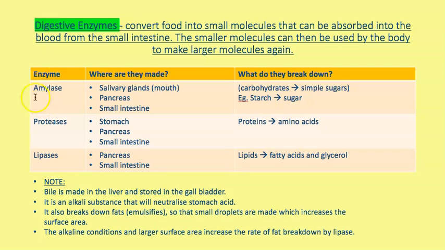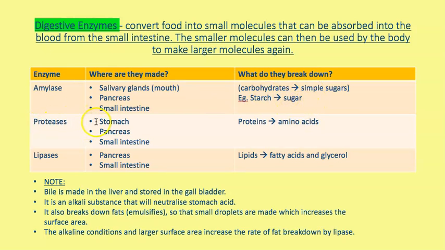So the ones that you need to know are amylase. So amylase is made in the mouth by the salivary glands, the pancreas and the small intestines. And amylase breaks starch into sugars such as glucose. Okay, so the polymer, the large molecule, is starch. The smaller molecule is sugar.